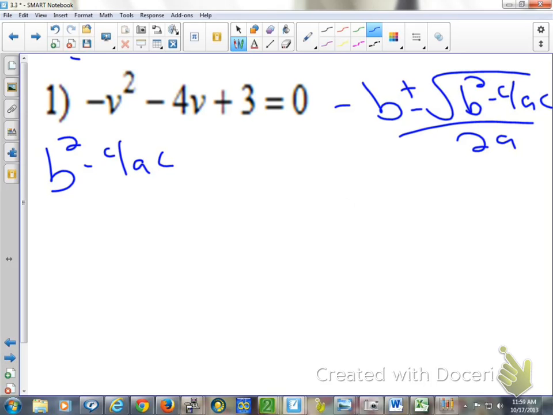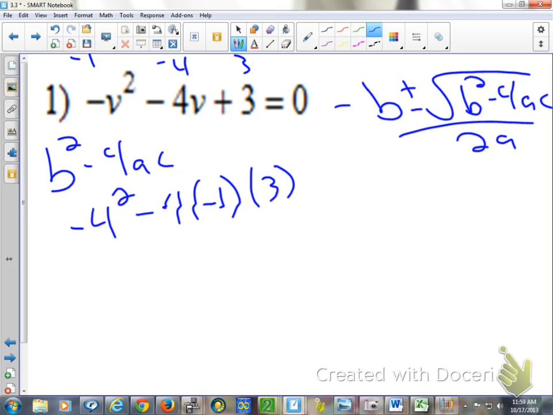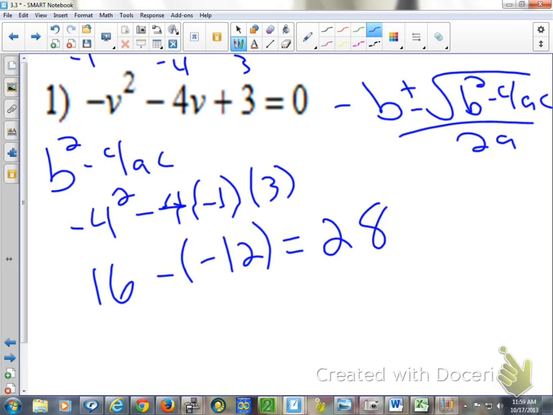A is -1, B is 4, and C is -3. So, b squared minus 4ac, that's 16, minus 4 times -1 times -3 is -12. What's 16 minus -12? It's minus a negative. 28. 28, very good. That's the discriminant. The discriminant is simply the number under the radical in your quadratic formula.